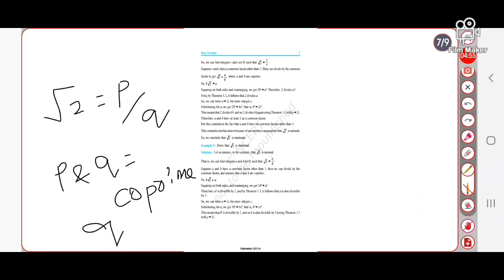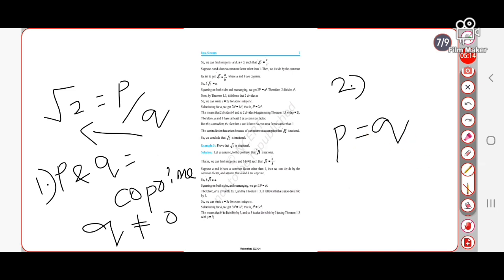q is not equal to 0. This is the first step. Now the next thing we need to do is cross multiply, so it becomes p equal to q root 2. We are cross multiplying, so we arrive at p equal to q root 2. This will be the second step.